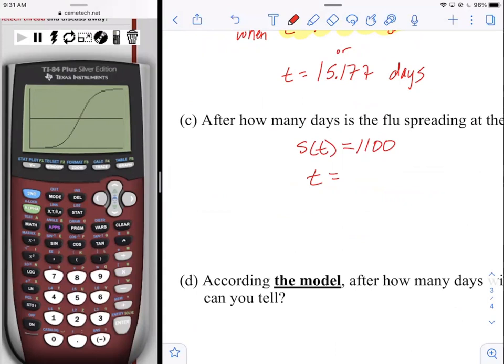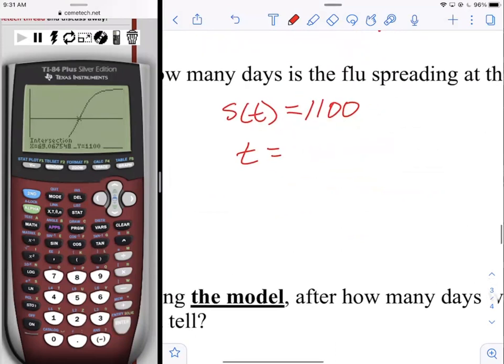So now I'll just hit second trace number five. And then again, enter, enter, enter. Come on in, answer. And it's 69.067 days. Or if you truncated, that's what you get if you truncate. If you round, 69.068. I'm just going to keep truncating. And then don't forget your units.